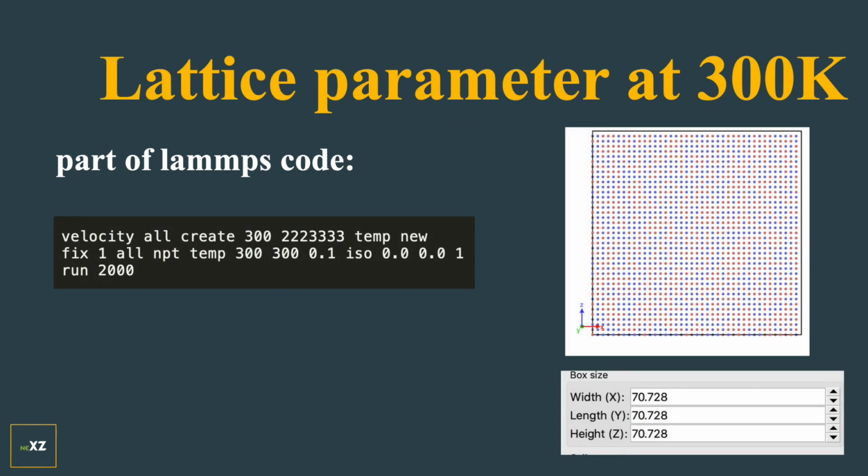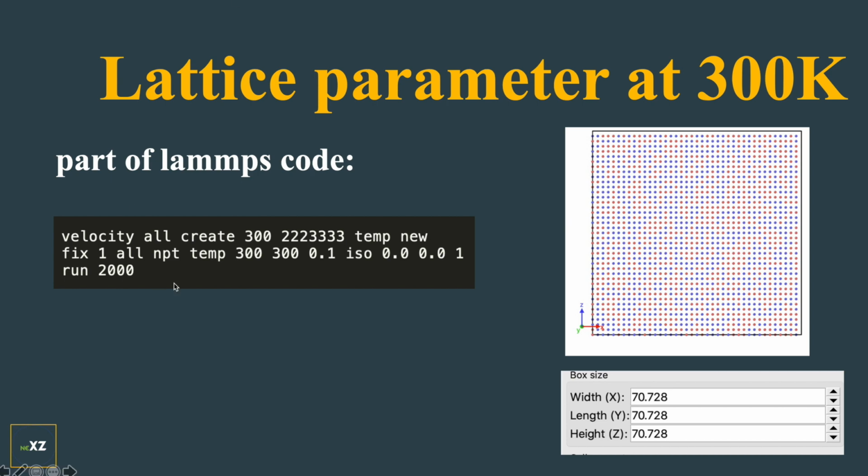Now this is the lattice parameter at 300 Kelvin. This is a part of the LAMMPS code where I am giving the velocity at 300 Kelvin. This is some random number for the Gaussian distribution of the particles, so you have to give a random seed to generate a Gaussian distribution of the velocity of the particles. And now I am using the fix command with NPT, not NVT. If you use NVT, the volume is fixed, so you cannot relax the box. So you have to use the NPT ensemble.